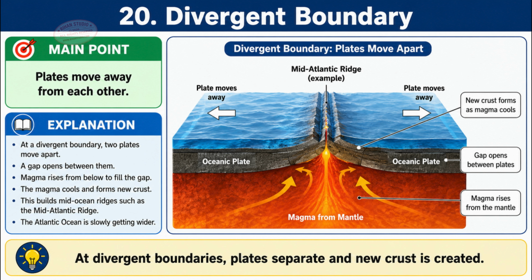At a divergent boundary, two plates move away from each other, opening a gap. Magma rises to fill that gap and cools to form brand new crust, building underwater mountain chains called mid-ocean ridges. The Mid-Atlantic Ridge is the best known example, where the Atlantic Ocean is slowly getting wider.